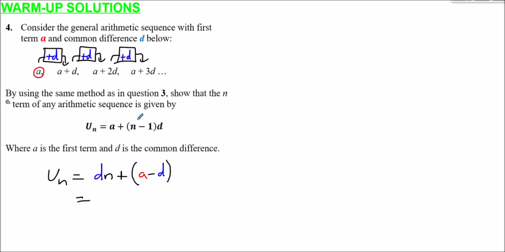So rearranging that, we've got a plus nd minus d. So we've got a, and if we factorise out the d here, we've got n minus 1 lots of d. So we've got a plus d, brackets n minus 1. Rewrite this slightly differently, so it's in this particular form. We've got a plus n minus 1 lots of d. And this is going to be central to this subchapter.